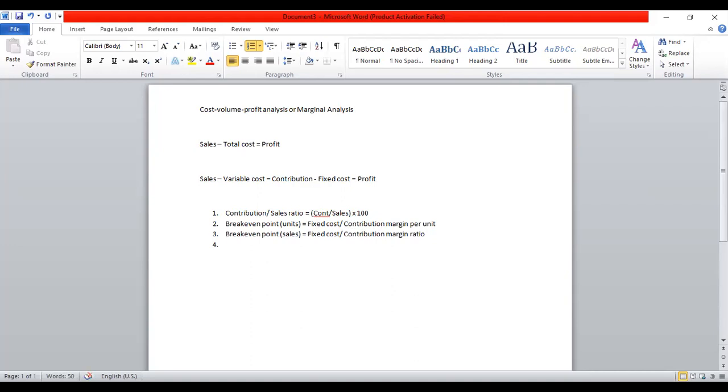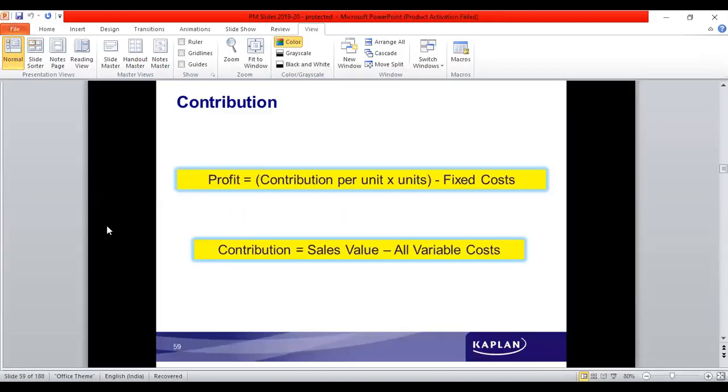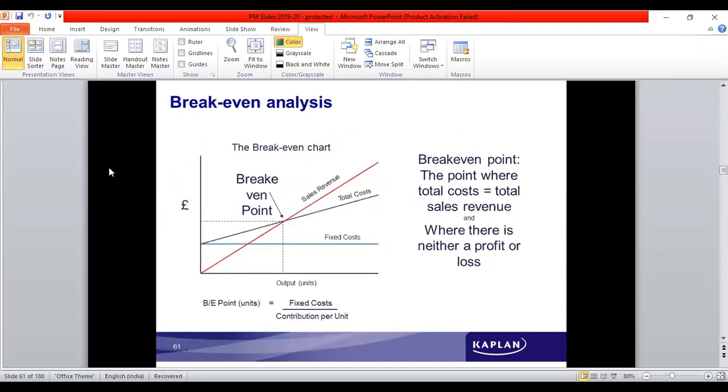Fourth one is the equation of desired sales in units. Desired sales in units is equal to, see, at break-even point, there is no profit, no loss. But at any other level, we see either a loss or profit. There would be a loss or profit.